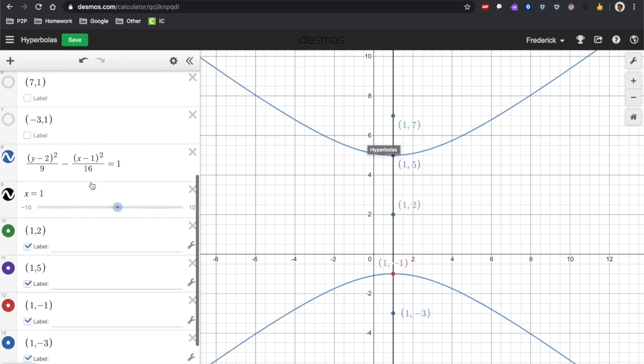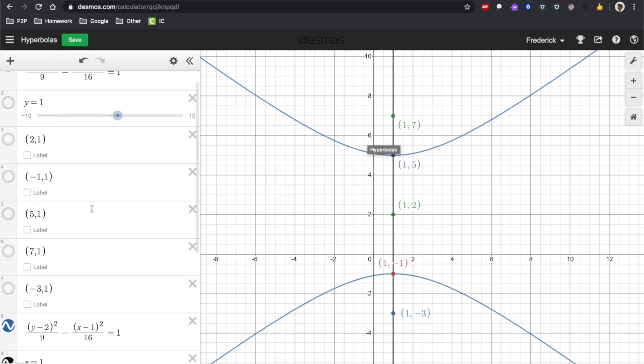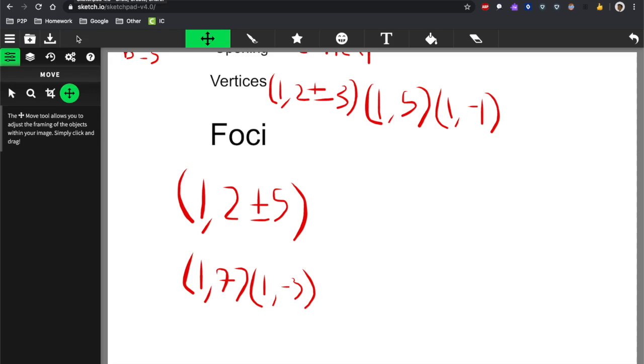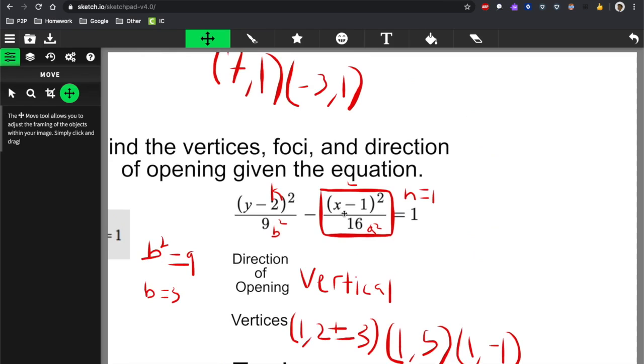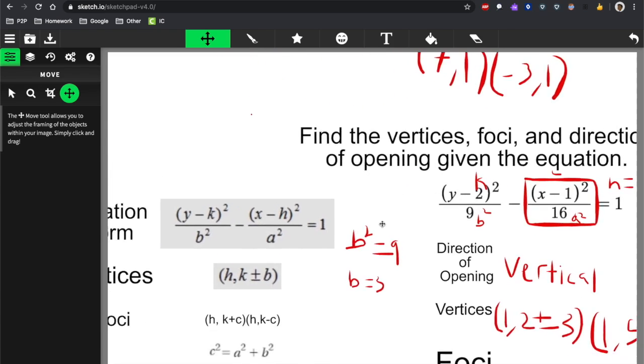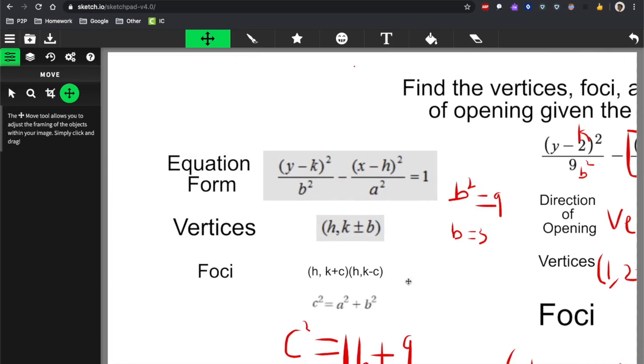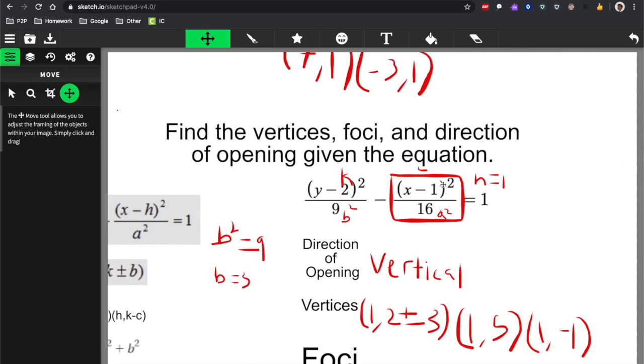Now, what you guys have to remember, I think is the most important thing, is that this L term, if it's positive or negative, is the most important thing, because you have to be able to figure out which equations to use. You don't want to use the horizontal equations for a vertical hyperbola.